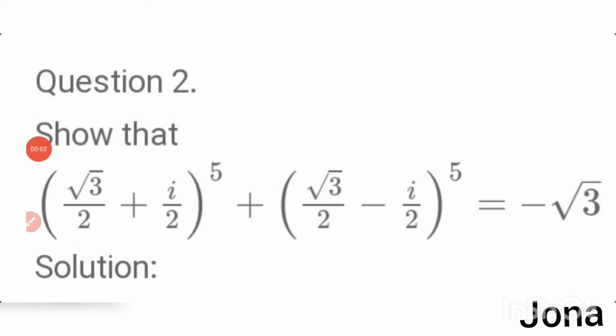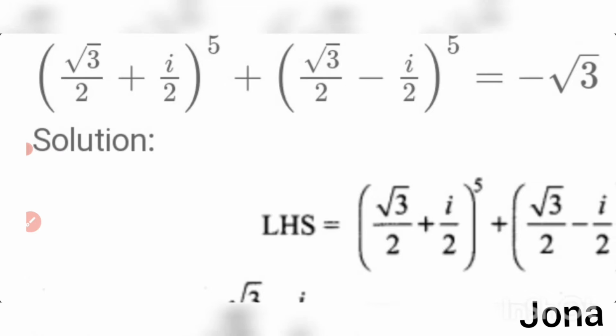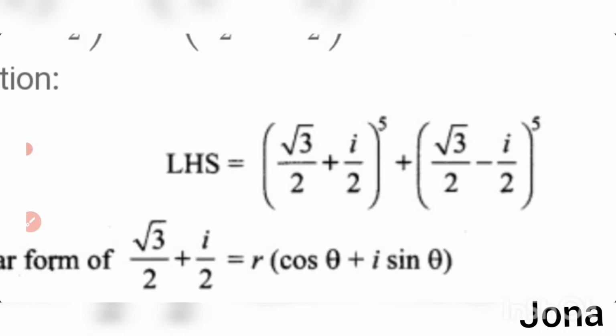Second problem: show that (root 3 by 2 plus i by 2) whole power 5 plus (root 3 by 2 minus i by 2) whole power 5 is equal to minus root 3. Let me consider the first bracket now. Let me take this as (root 3 by 2 plus i by 2) whole power 5 plus (root 3 by 2 minus i by 2) whole power 5.